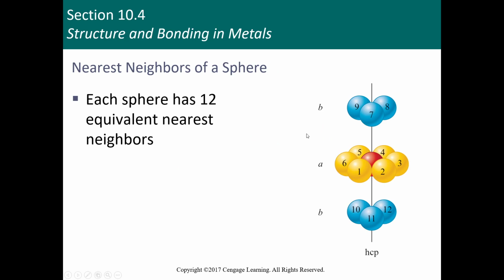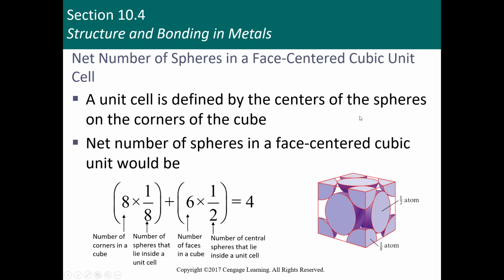Nearest neighbors of a sphere. So each sphere has 12 equivalent nearest neighbors. So if we select the middle sphere of the A, we can number these off. So 1, 2, 3, 4, 5, 6, 7, 8, 9, 10, 11, 12, and we find out there are 12 of them in the HCP here.